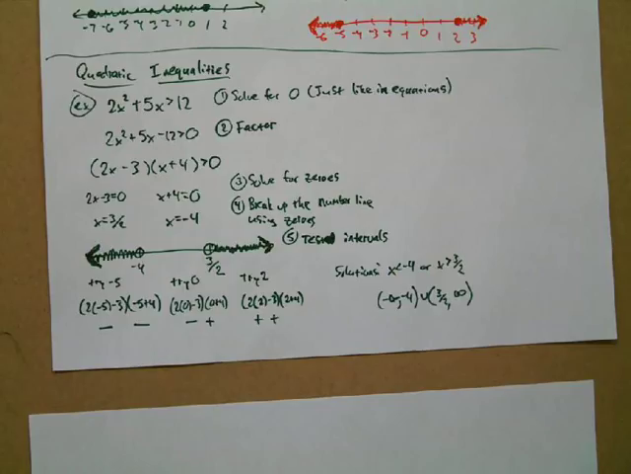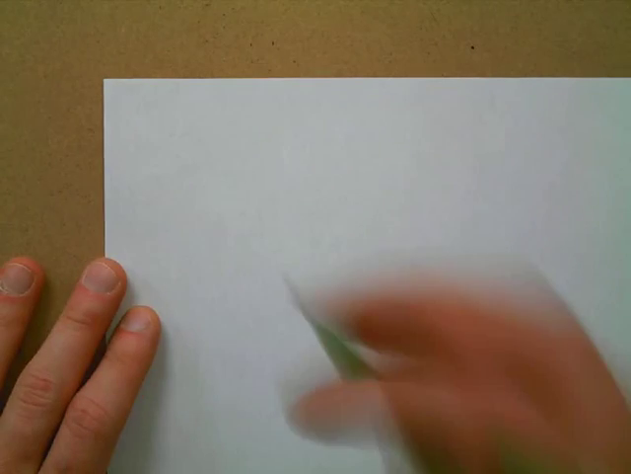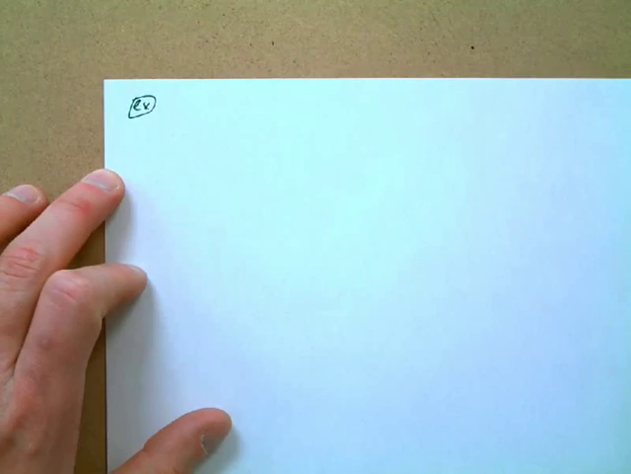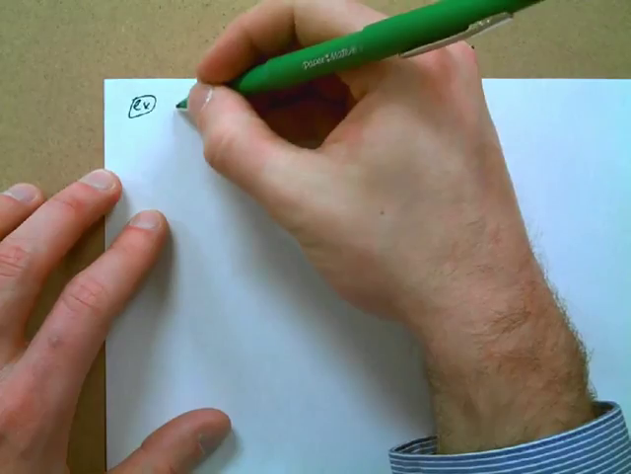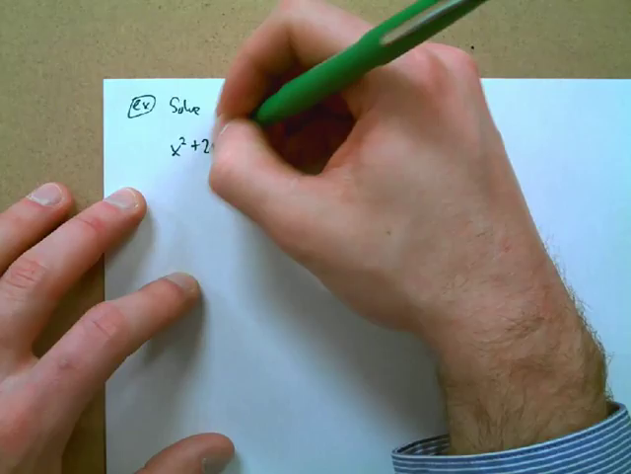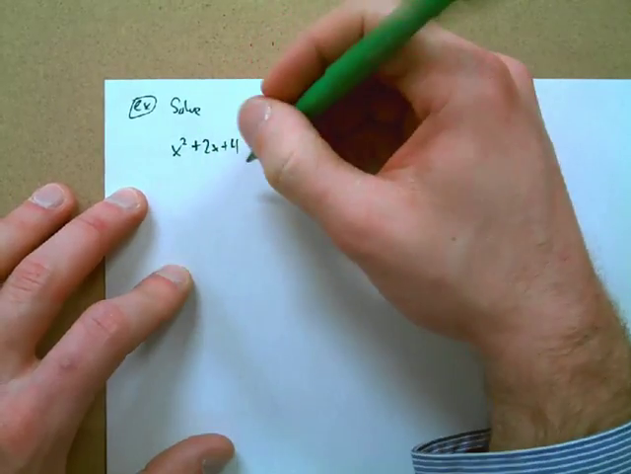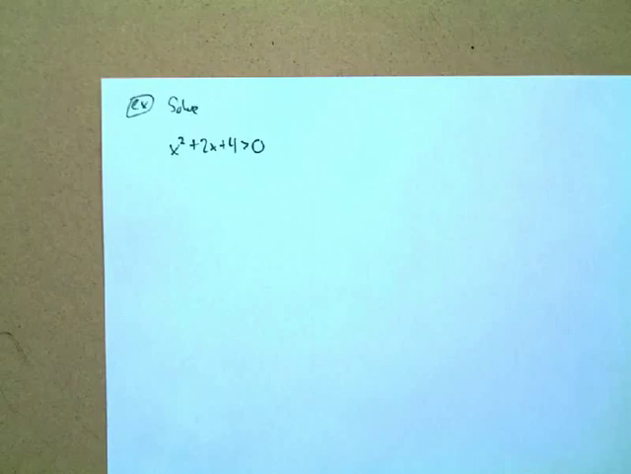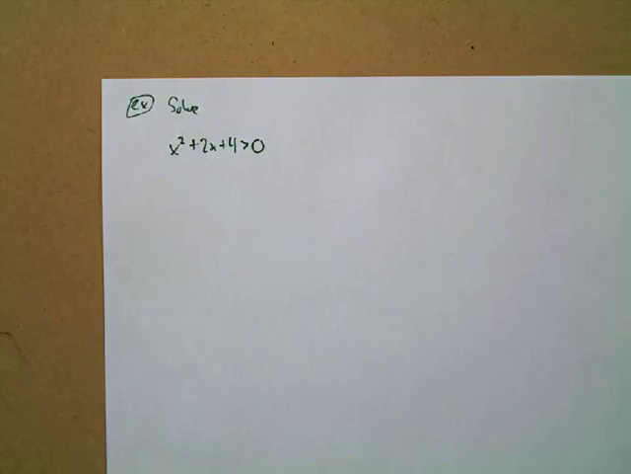Let's say again we want to solve x squared plus 2x plus 4, and we want to know when is that greater than 0. So again, we want to solve it for 0. Well, it's already set greater than 0 at least, so we don't have to get 0 there. And then we want to factor this thing. So, does it factor? It does not factor. Womp womp. Okay, so what does that mean?